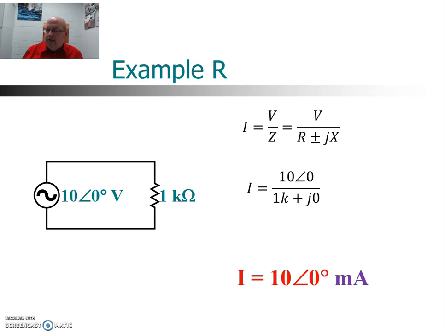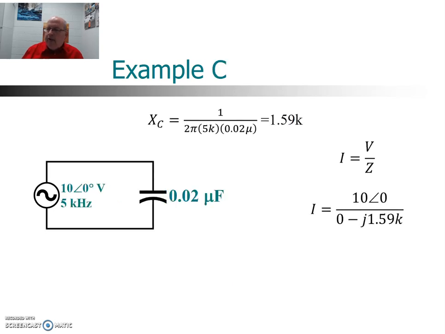There's zero time difference. Let's look at what happens in the case of a capacitor. We have a capacitor of 0.02 microfarads, and we said our voltage source in this case is going to be 5 kilohertz, again at 10 angle 0. So first we have to find the capacitive reactance. 1 over 2 pi FC gives us 1.59 kiloohms. Now we could use that in Ohm's law.